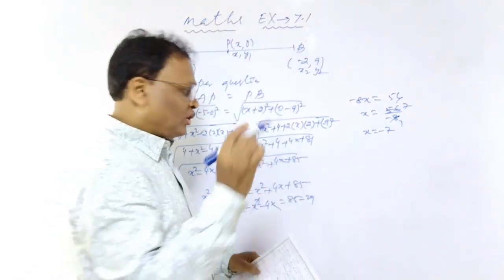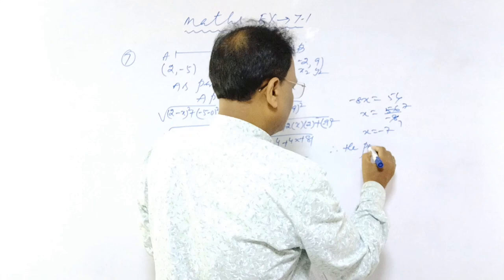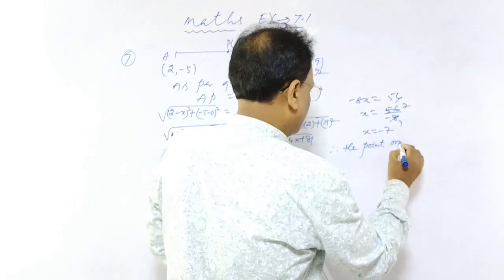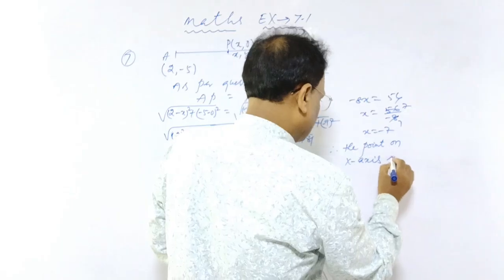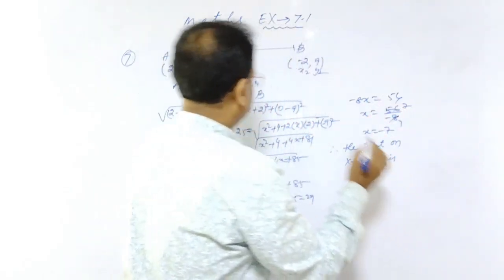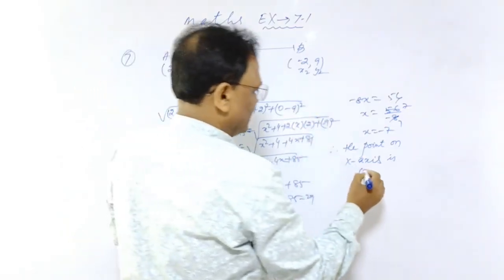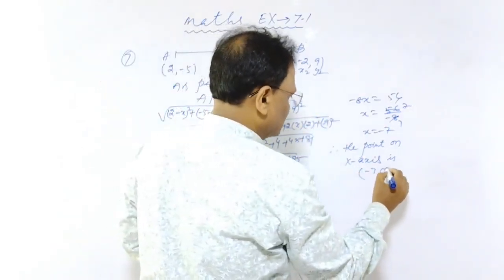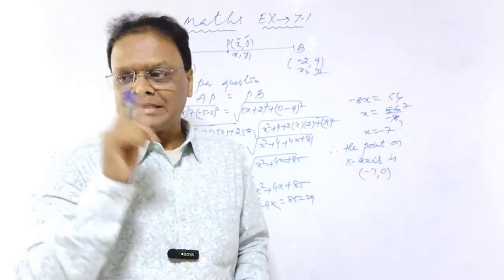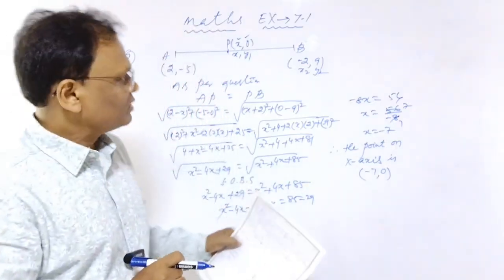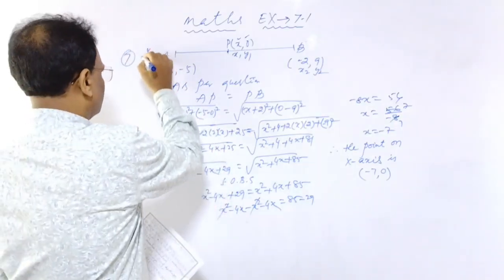So therefore the point on the x-axis is what I have taken, the point is x comma 0. What I got is x as minus 7 comma 0. So this is the point on the x-axis that is equidistant from both A and B. Over. And this is one of the important questions.